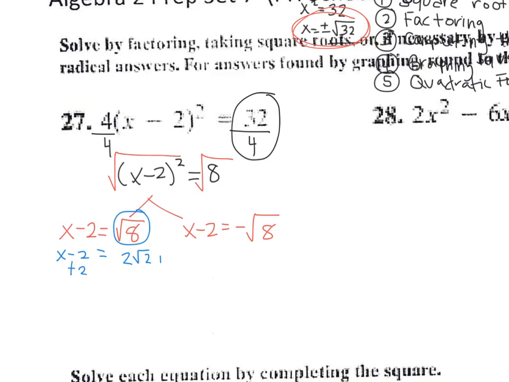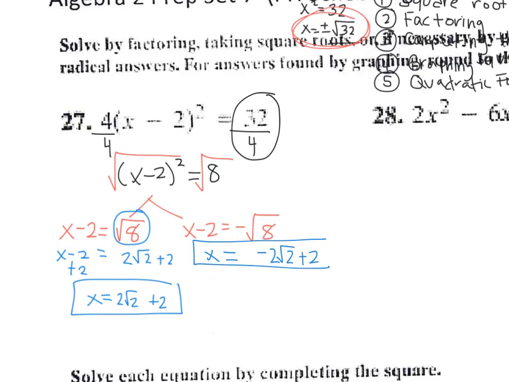So I'm going to add 2 to each side. So x equals 2 root 2 plus 2. And you can't combine those two because these are not like terms. Then I'm going to change this one to negative 2 root 2, and you're going to add 2 to each side. So here are your two answers.